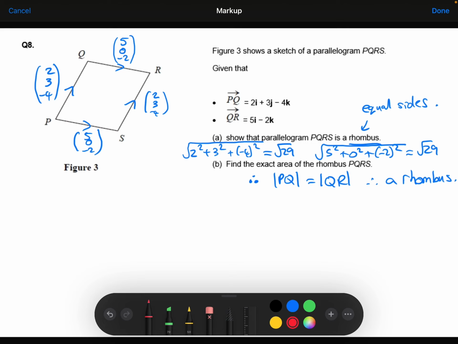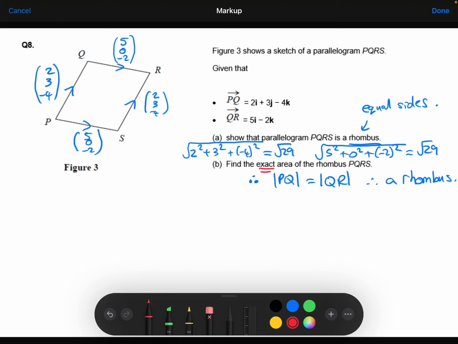Part B says to find the exact area of the rhombus. Now, there are lots of different ways you could work out the area of this rhombus. You could split it into two triangles or do some other things like that. However, I'm going to avoid that because I think I would need to round when using the sine rule or the cosine rule, and it wouldn't give me the exact area.